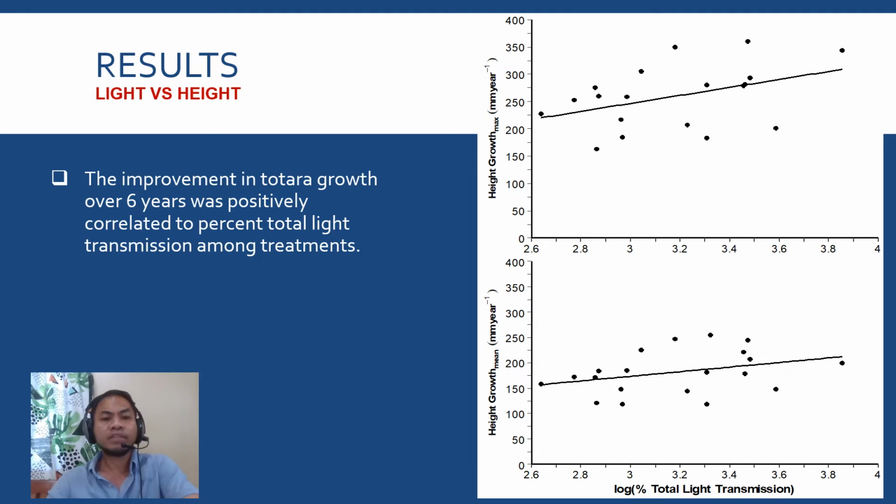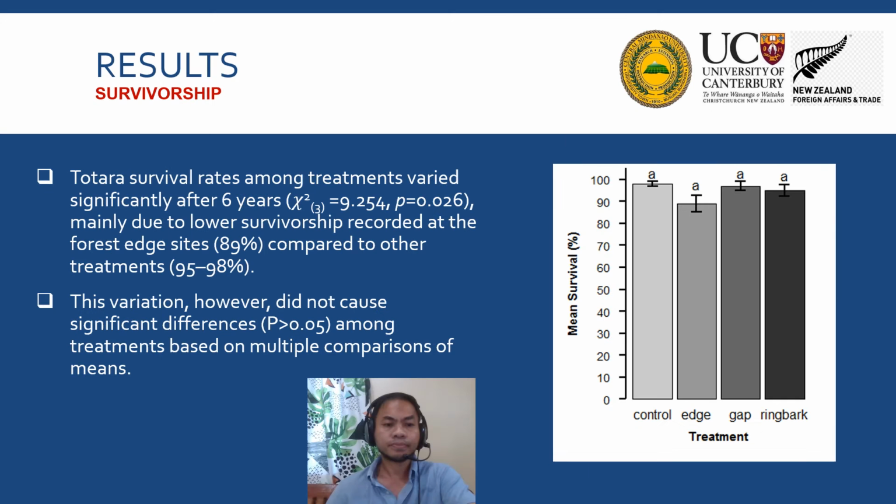The improvement in Totara growth over 6 years was positively related to percent total light transmission among treatments, as you can see from this graph of both the mean and maximum relative height growth.